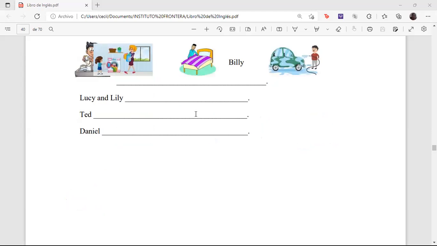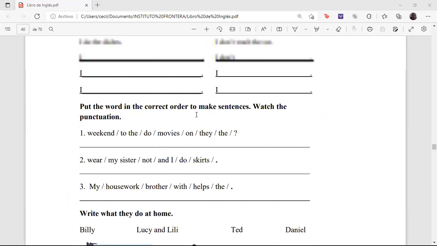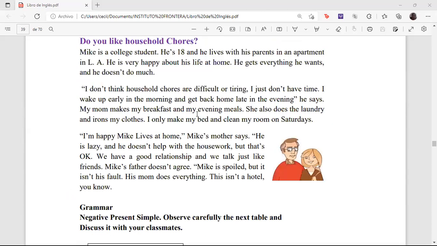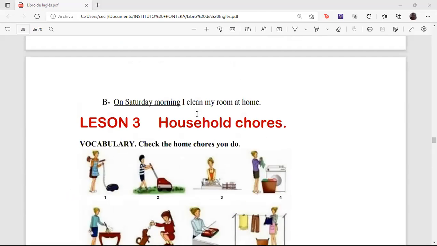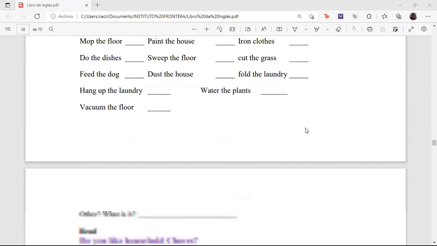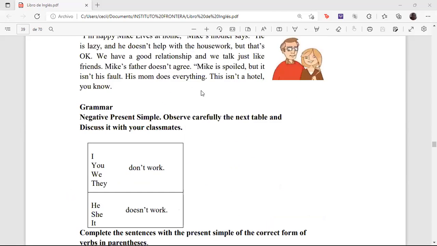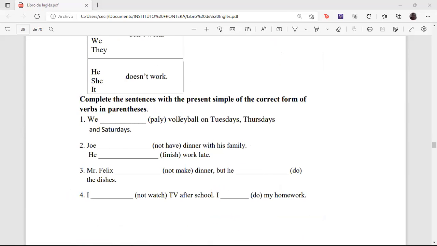Okay, so this is lesson number 3, household chores. It doesn't have so many activities, so you only have to read it and write it down.